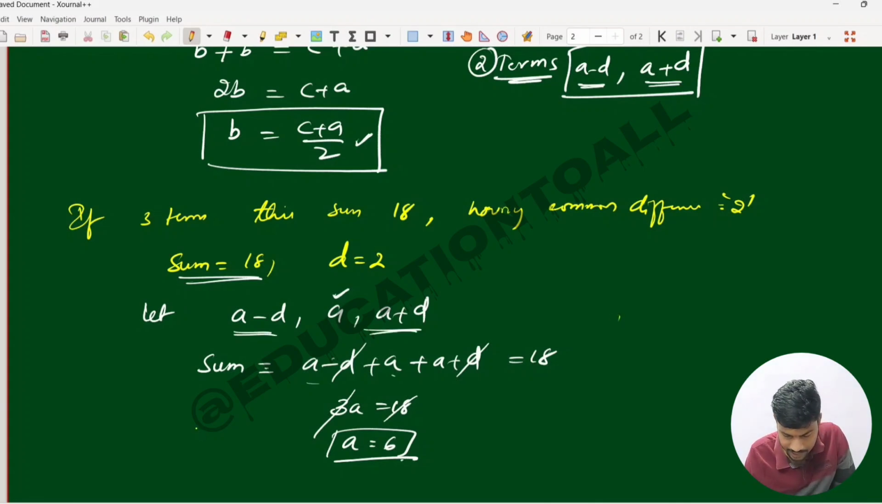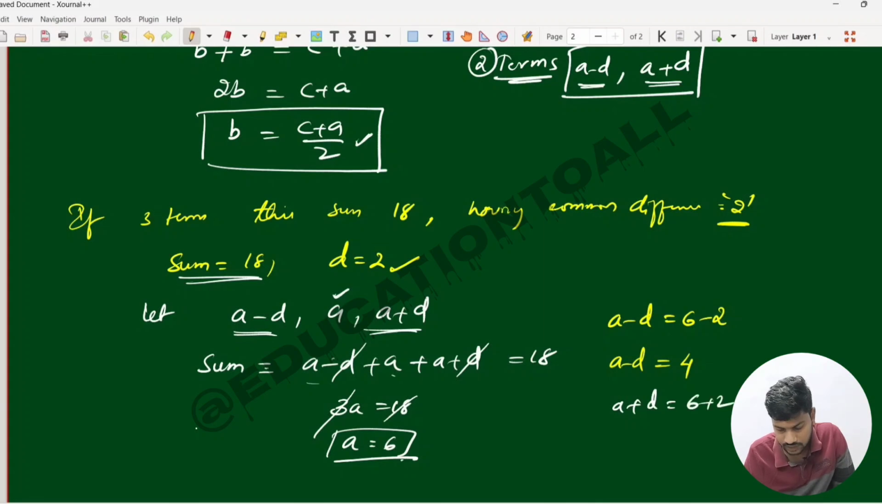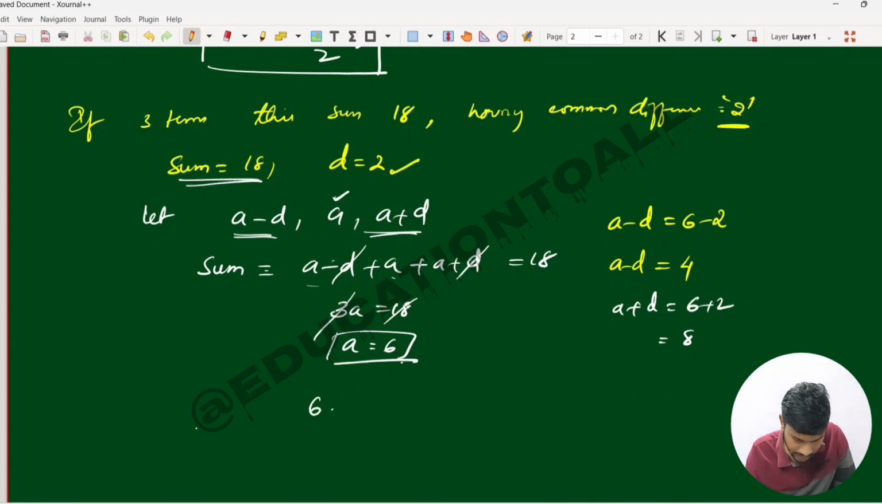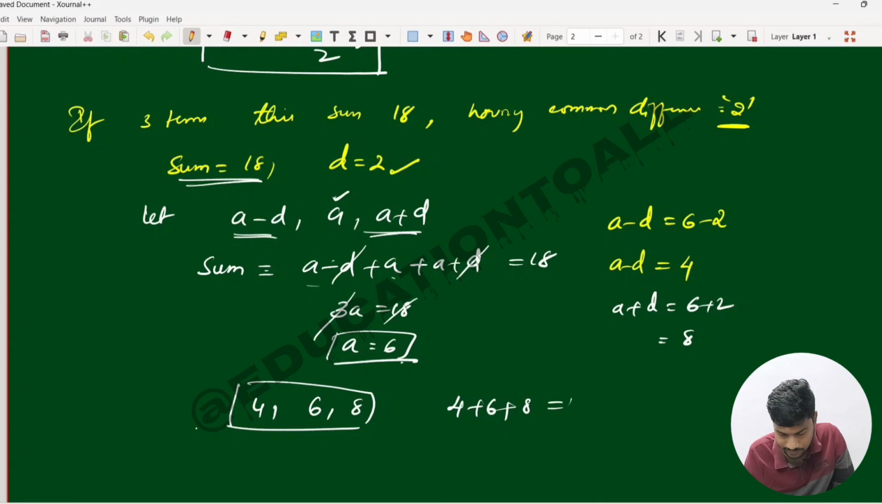A minus D is equal to 6 minus 2, since D is 2, given in the question itself. Therefore A minus D is equal to 4. Similarly, A plus D is equal to 6 plus 2, which gives 8. Therefore the required numbers are 4, 6 and 8. Check these by adding whether it satisfies or not. 4 plus 6 plus 8 together satisfy 18.